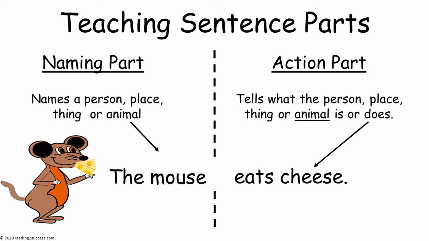How to teach kids simple sentences. We're going to begin by introducing two sentence parts, the naming part and the action part. The naming part names a person, place, thing, or animal, and the action part tells what the person, place, thing, or animal is or does. The naming part in this sentence is the mouse, and the action part is eats cheese. So our simple sentence is the mouse eats cheese.